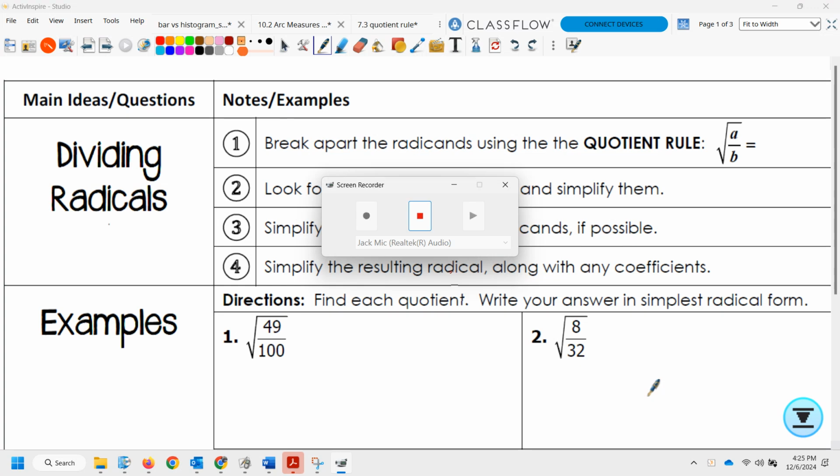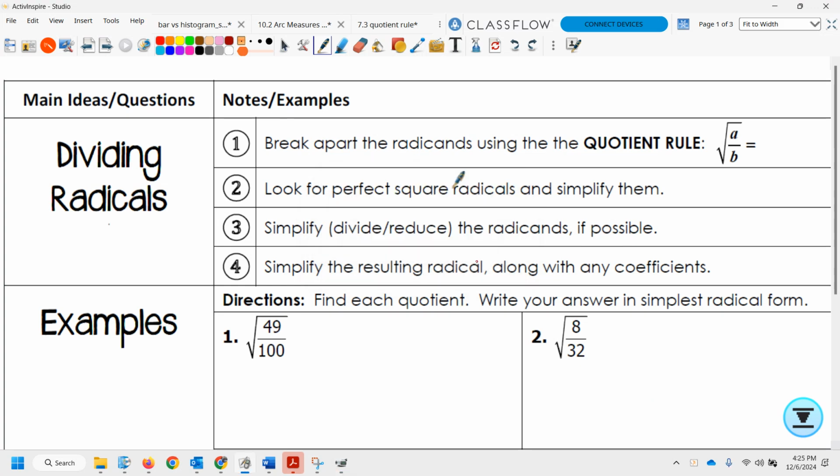This is our last video lesson, dividing radicals. This is the last thing we're going to talk about before your test. So you should have 2 days to study. Hopefully you do study and you do really well.